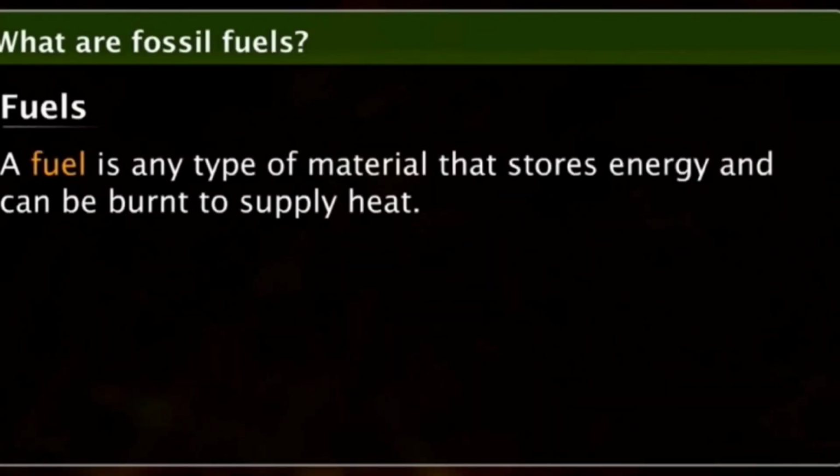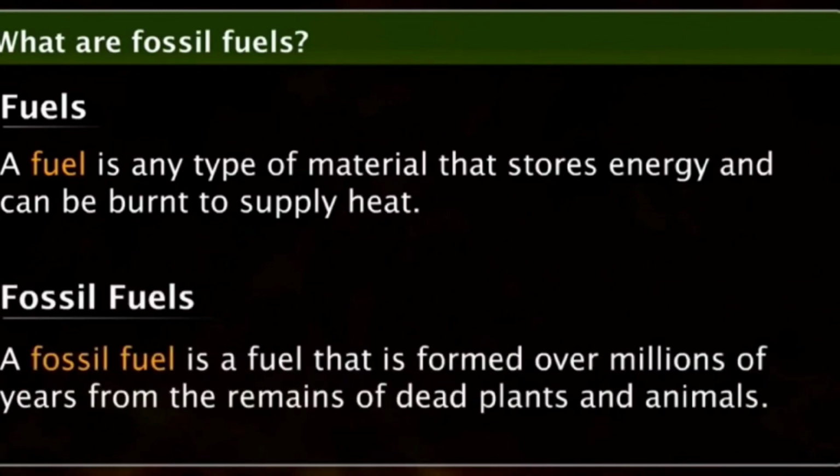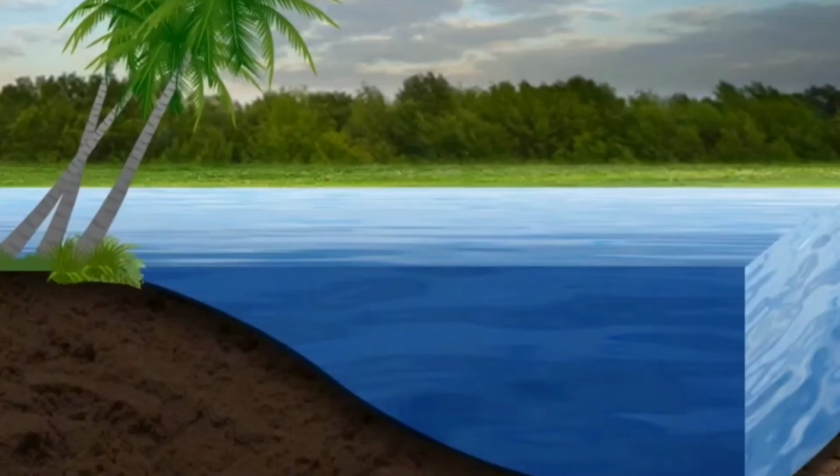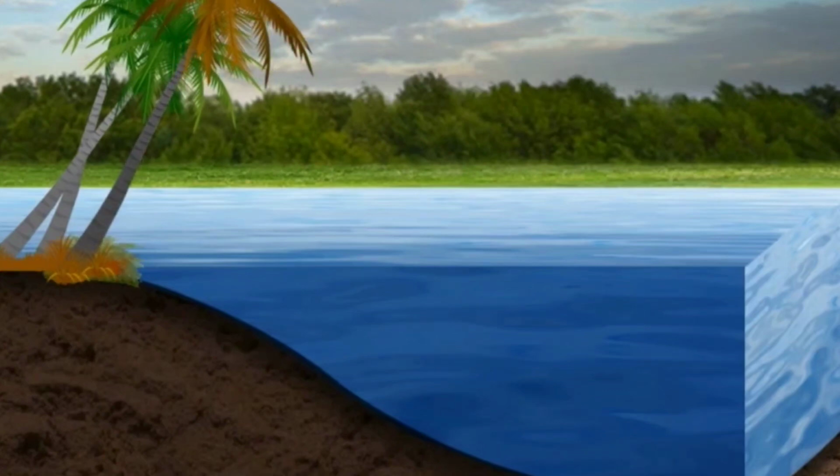What are fossil fuels? A fuel is any type of material that stores energy and can be burnt to supply heat. A fossil fuel is a fuel that has formed over millions of years from the remains of dead plants and animals. Millions of years ago, plants that grew in forests fell into the nearby swamps when they died.